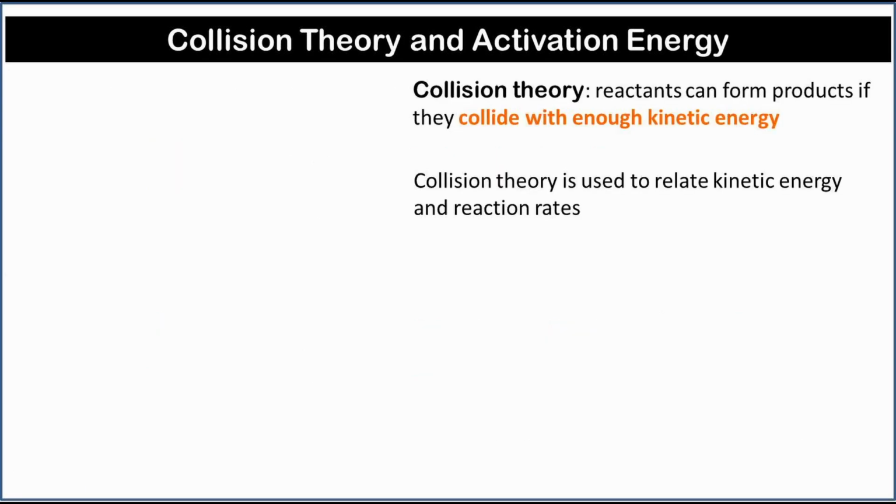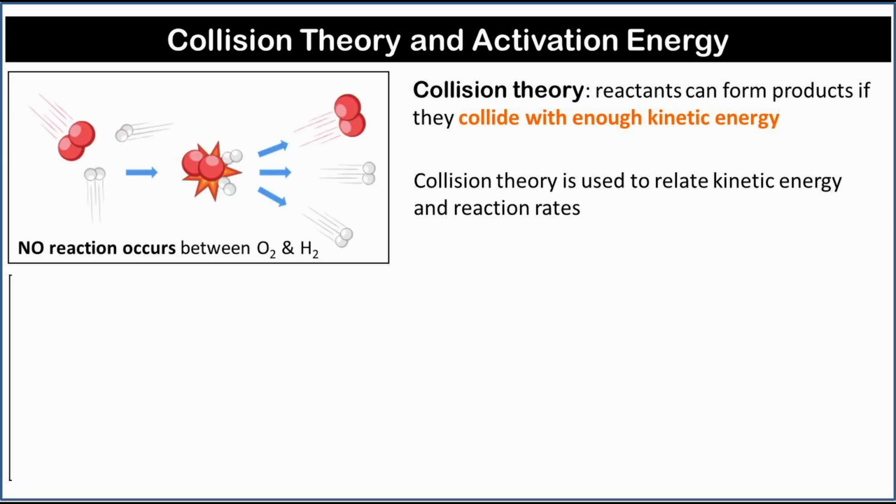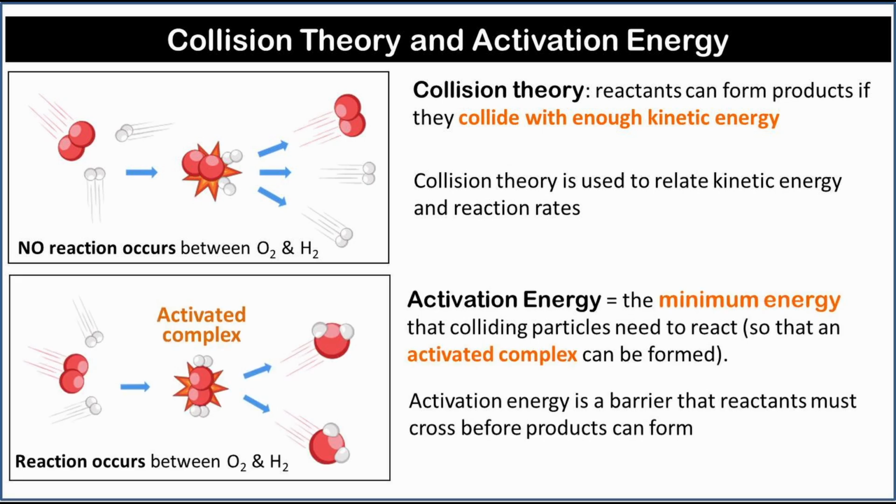The collision theory is a model that explains that reactants can form products if they collide with enough kinetic energy. The collision theory is used to relate kinetic energy and reaction rates. Let's have a look at the reaction of oxygen gas and hydrogen gas to form water. No reaction will occur if the kinetic energy of the colliding gas molecules is insufficient. The minimum energy that colliding particles need to react is called the activation energy. An activated complex is an unstable arrangement of atoms that exists at the top of the activation energy barrier. Activation energy is a barrier that reactants must cross before products can form.